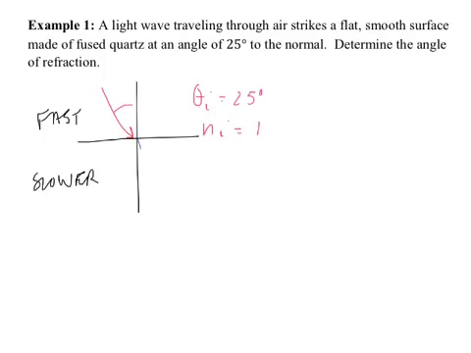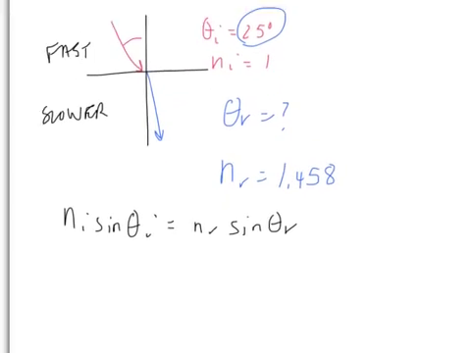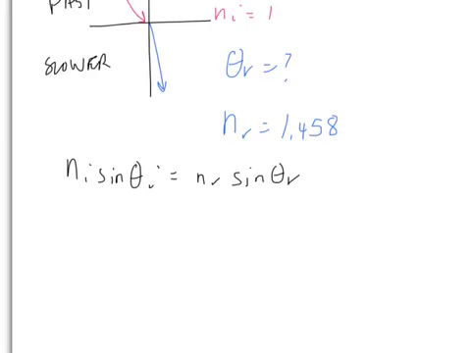So this angle here is going to be something pretty small. It's going to be less than 25 degrees for sure, and that's what we're trying to figure out. And we know that the index of refraction of fused quartz from our table is 1.458. Go right ahead and use Snell's law: Ni sine theta I equals Nr sine theta r. We're solving for theta r here, which means we divide by Nr to start. Let's get rid of this Nr over here then.